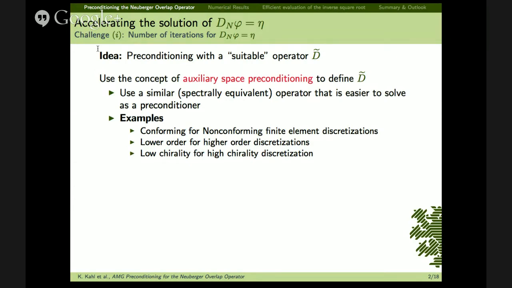So it is reasonable to assume that this is a good preconditioner. The same goes for conforming and non-conforming finite elements. People have preconditioned non-conforming finite elements with conforming ones, because there you have nice solvers, the whole package, and you don't have to think about it, you can just solve it. And the same thing, in a sense, you can say about the Neuberger overlap. So basically what we want to do is use a low chirality operator.